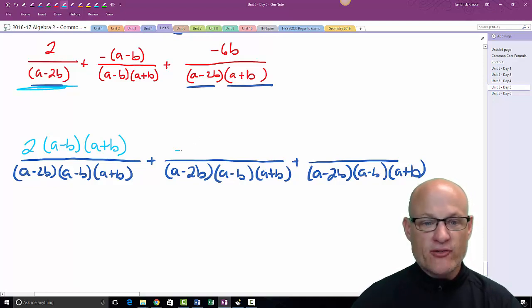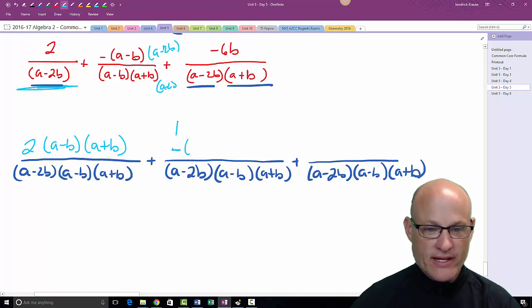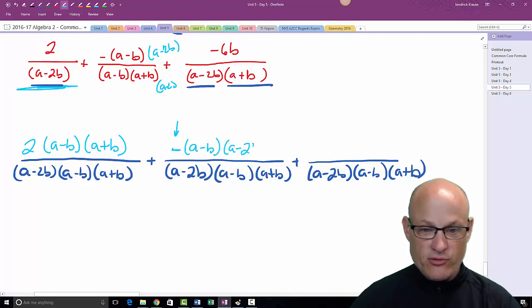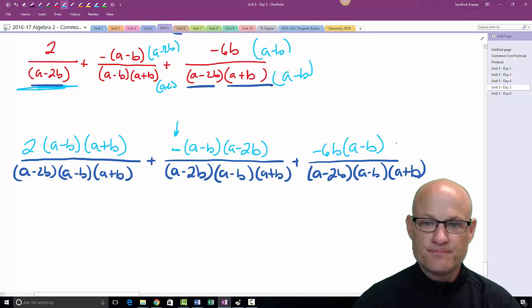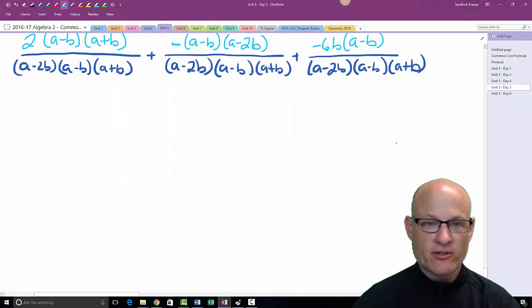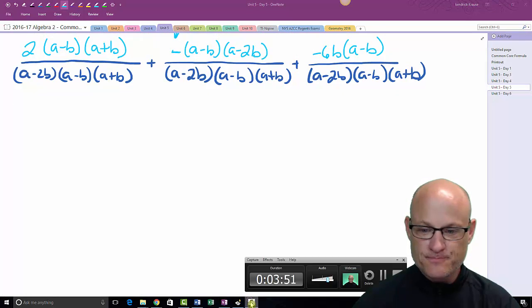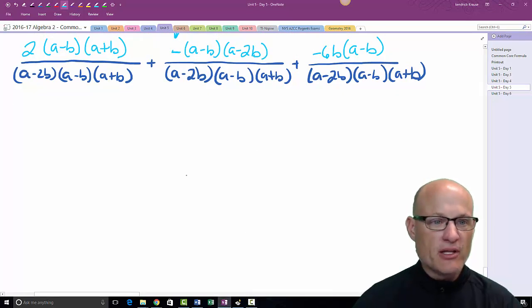This middle one is only missing, what is it missing? A minus 2b, right? So a minus 2b. Don't forget that nasty minus. a minus b, a minus 2b. And this one is missing just the a minus b. So negative 6b, a minus b. There's like zero chance of me finishing this before I have to take a quick break. Let's see what I got. All right. I'll clean it up a little bit.